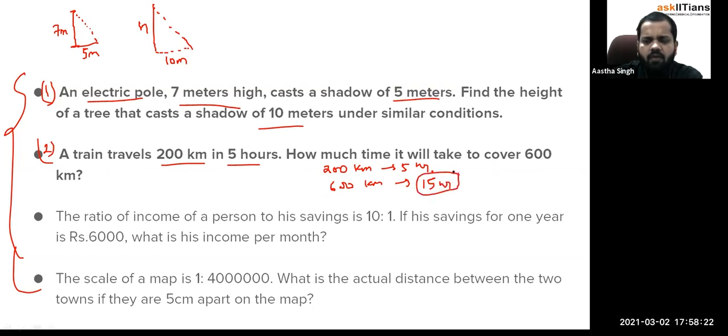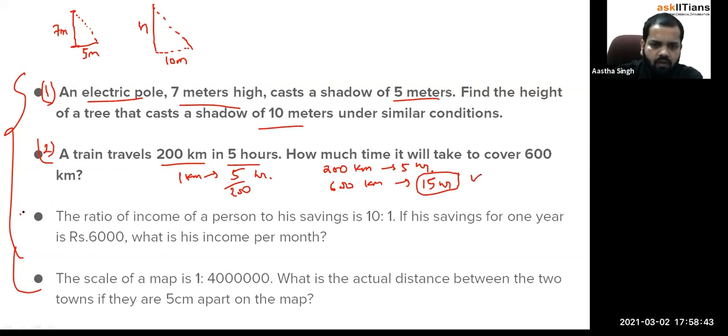You can just do it by your unitary method. 200 kilometers in 5 hours. In 1 kilometer, how much? 5 by 200 hours. So in 600, how much? Just multiply by 600. You will get 15 hours. You can do it by yourself. It is a very easy question.